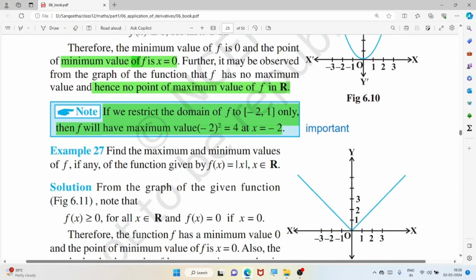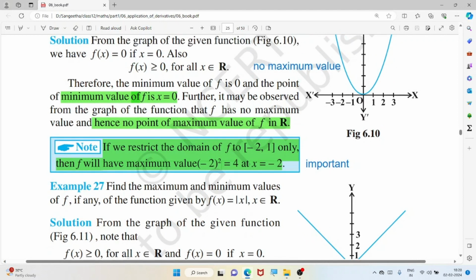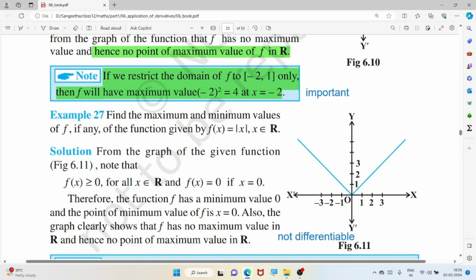That's important here. But here you see, if you restrict the domain, instead of R, if you make it a closed interval, let us say [-2, 1], then there is a maximum value. That is important here. Instead of the domain R, if you replace it with this closed interval, then there is a maximum value.